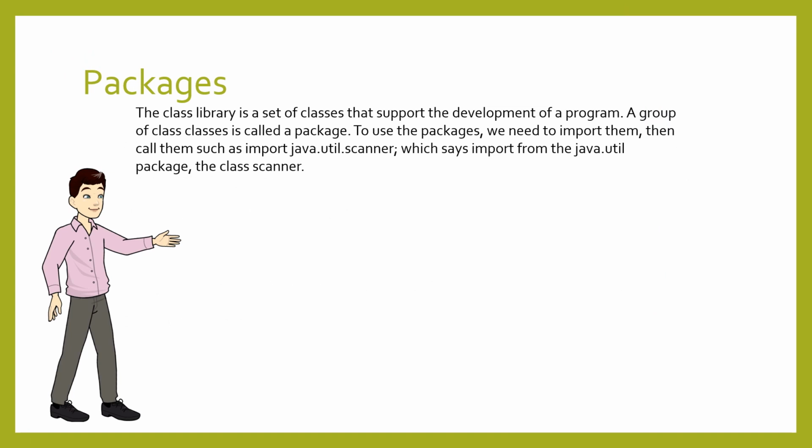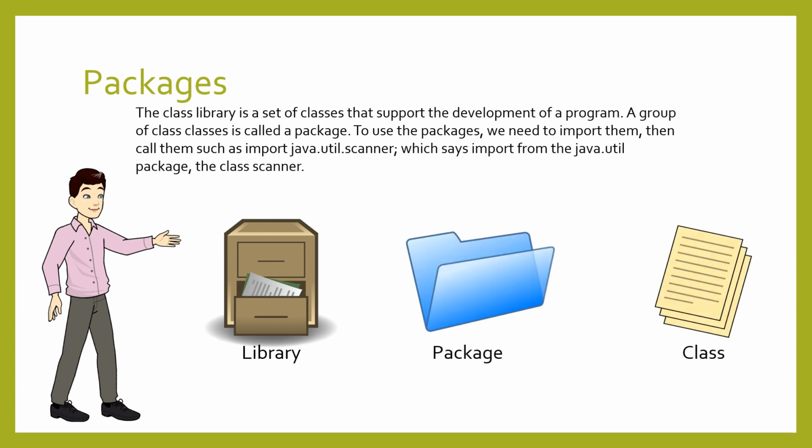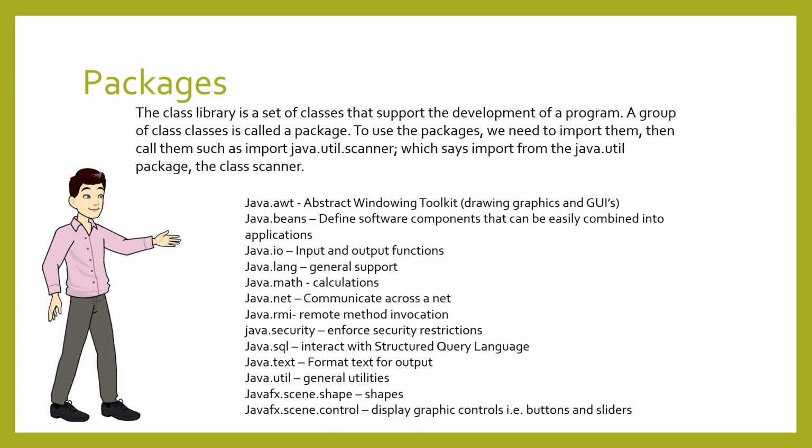Java has a library which is a set of classes that supports the development of a program, as we've seen with the scanner class. A group of classes is called a package. Like a filing cabinet, the file cabinet is the library. The file folders are packages, and the classes are the individual files. To use the packages, you need to import them. Here are some common packages you'll use.